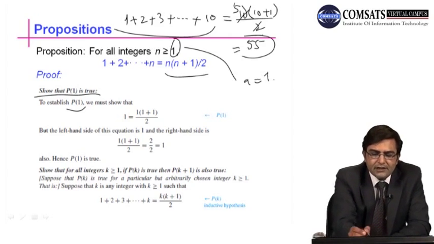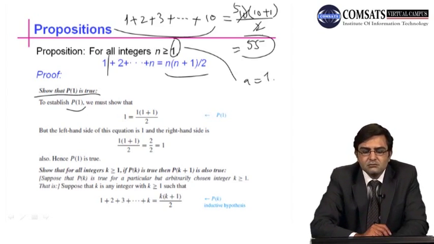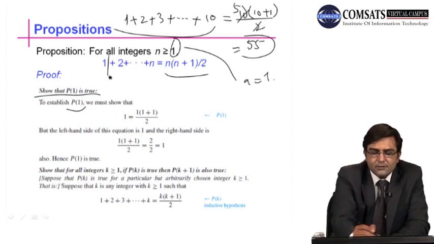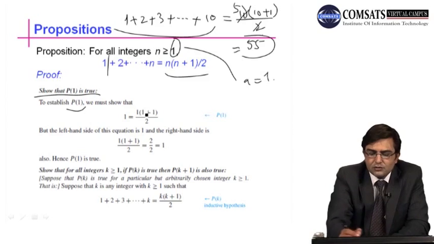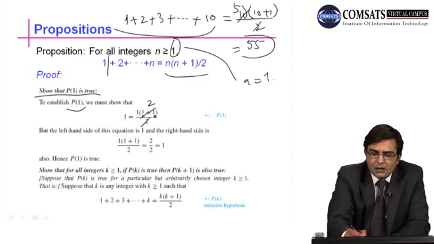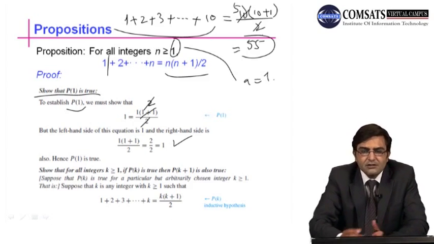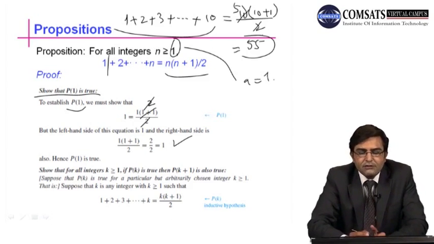If we put 1 here, then n is 1, so we stop at the first term, because n is 1. This sum will be until 1. So this is equal to 1 into 1 plus 1 divided by 2. The 2 cancels out with 2 because 1 plus 1 is 2, and we get 1 is equal to 1. So this property is true because the left hand side is equal to the right hand side, because we obtain 1 equal to 1. Therefore P of 1 is true.